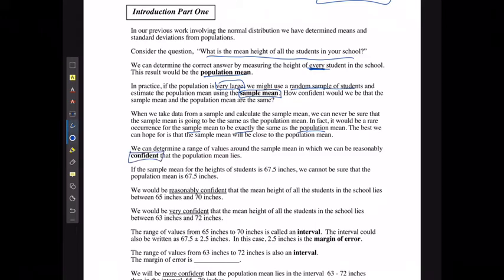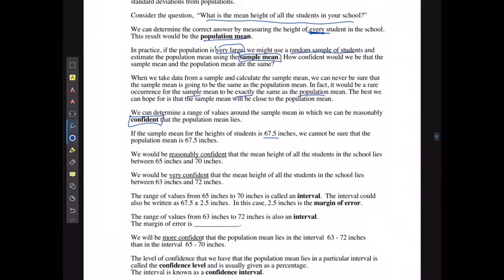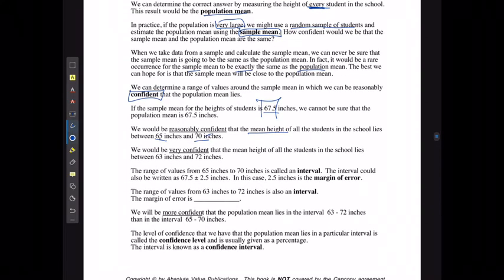population mean lies. For example, if the mean height of the students is 67.5 inches, we can't be sure that that is going to be the population mean. That is just for that sample of students. But if we took a sample and said that 67.5 inches was the mean, we can be reasonably confident that the average height of all the students will lie between 65 and 70 inches. We can be even more confident that it would be between 63 and 72 inches.